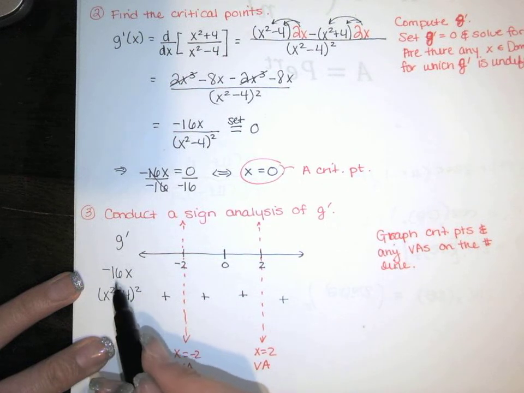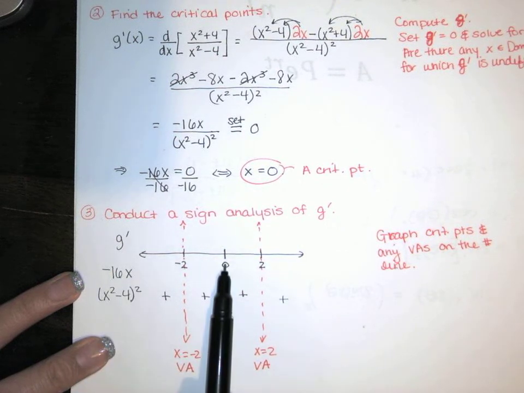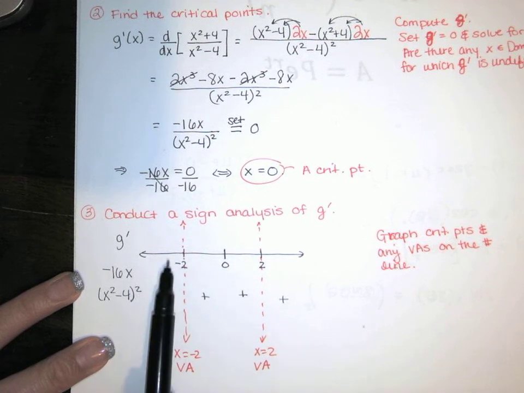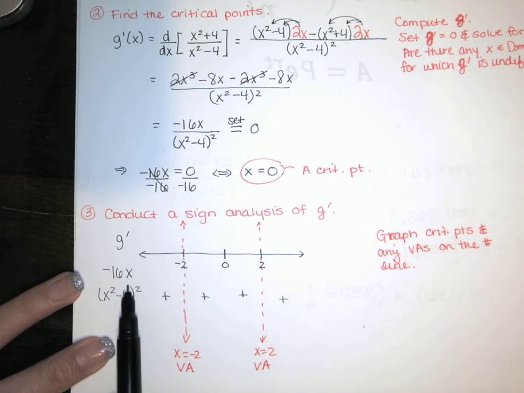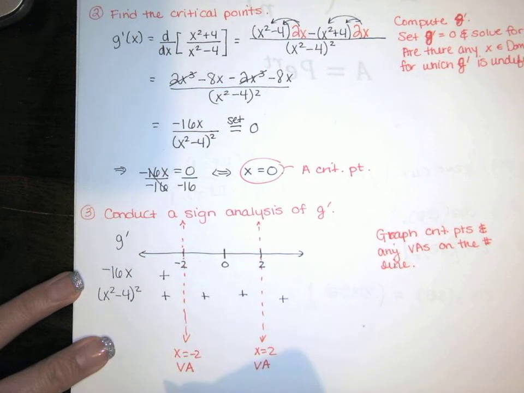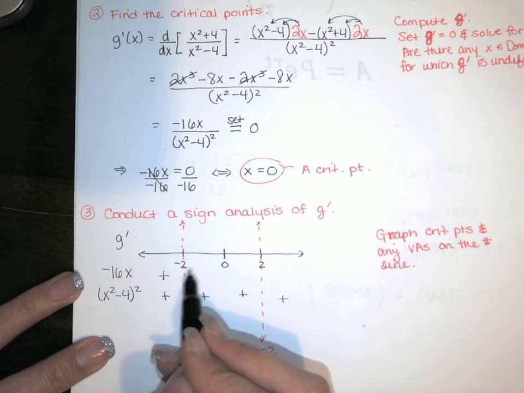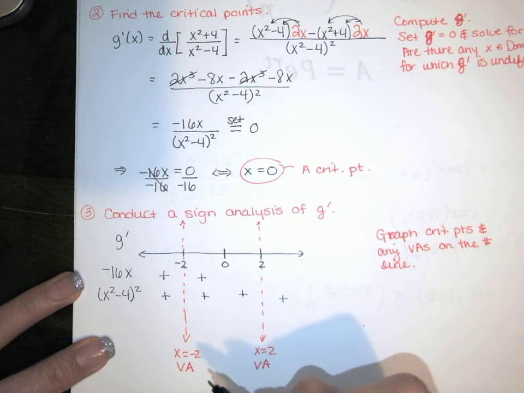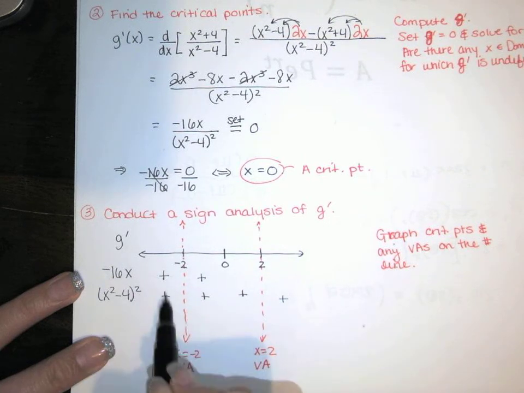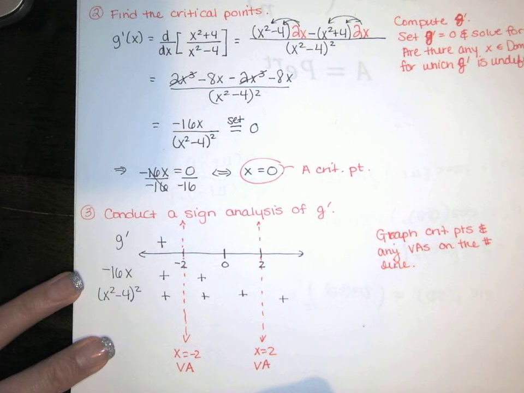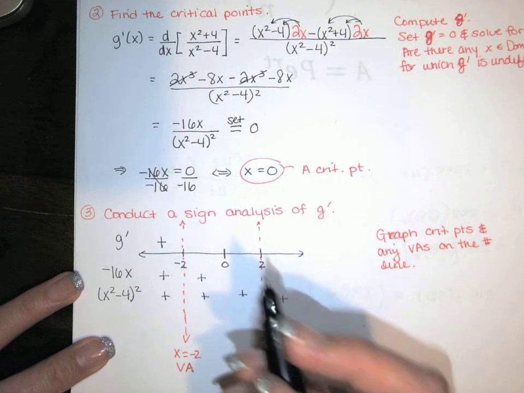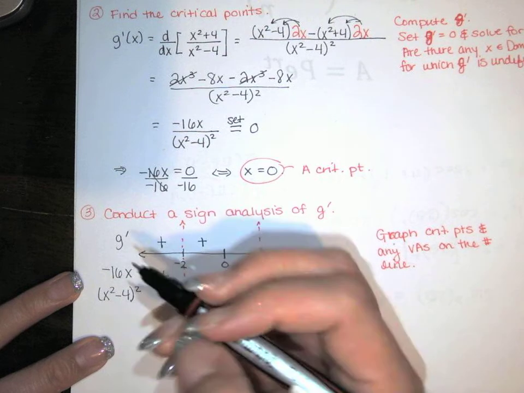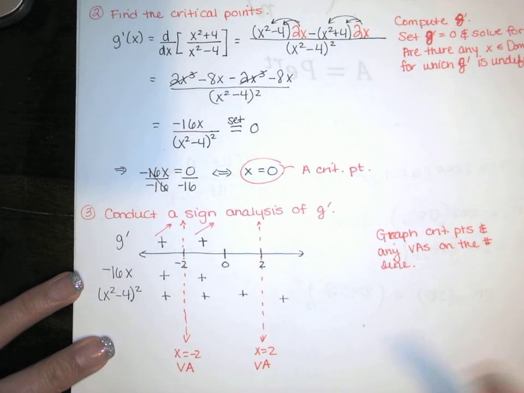Now negative 16x, well, that only changes signs at 0. When we're on this interval, we have a negative value for x. Substitute in -3. -16 times -3, that's definitely positive. Or on this interval, substitute in any x value on the interval. I pick -1. -16 times -1 is positive. So g prime is a positive divided by a positive on that interval, so it's positive. And over here, g prime is a positive over a positive, so it's positive. So the function is increasing on this interval and increasing on that interval.